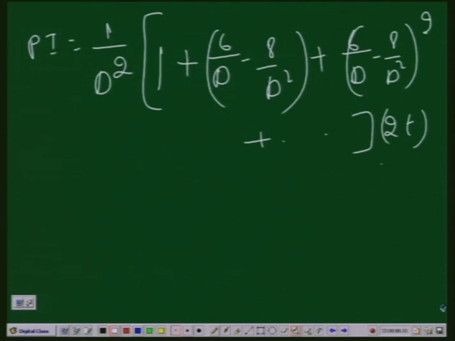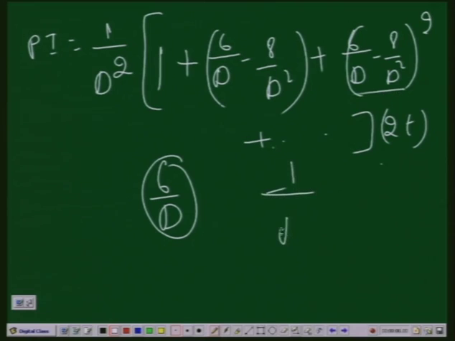But here, what does 1 by d represent? This 1 by d represents integration. 1 by d square represents integration. Here you have d cube term, d to the power of 4 term, terms like 1 divided by d to the power of 100. So there are infinite number of terms. All these represent integration. I cannot ignore. 1 by d of t is t square by 2. It increases. 1 by d square of t, of course, is a polynomial of degree 3 and so on. I cannot ignore terms here.